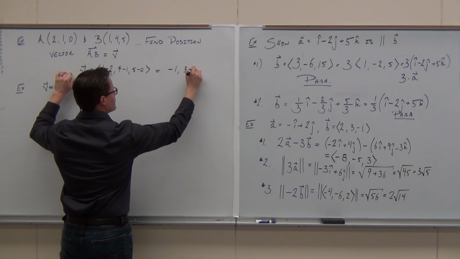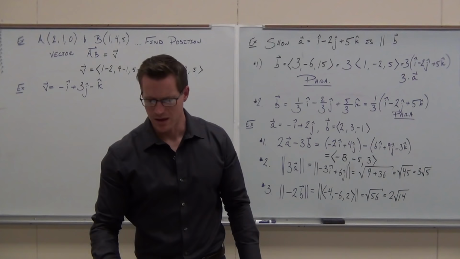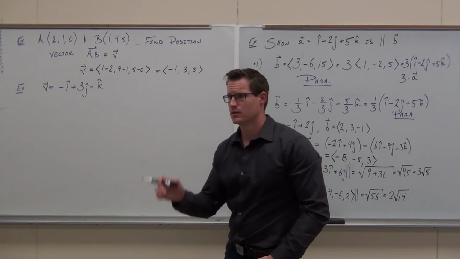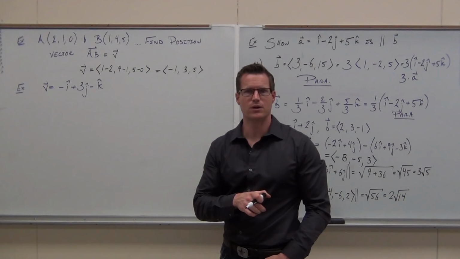Could you write that as a standard basis vector? Do you know what that means? I'm going to ask you to write it as a standard basis vector. Could you do it? Yes. Okay. How would it be written? You don't need to do it. Just tell me. Negative i, 3j, plus 5k. Yep. That would be the other way to write that.